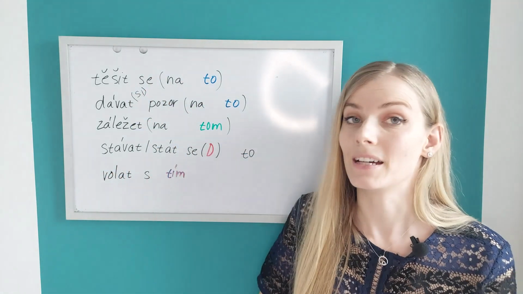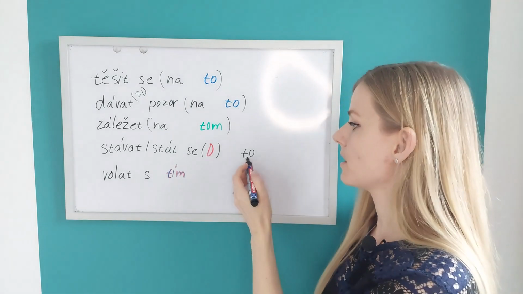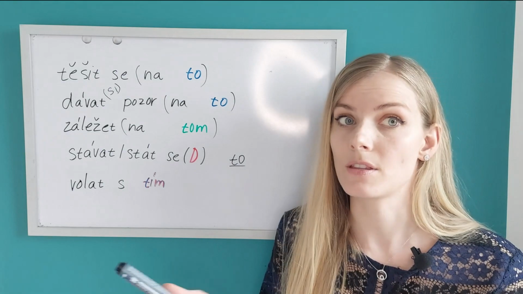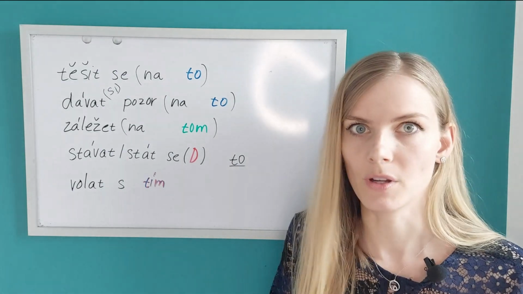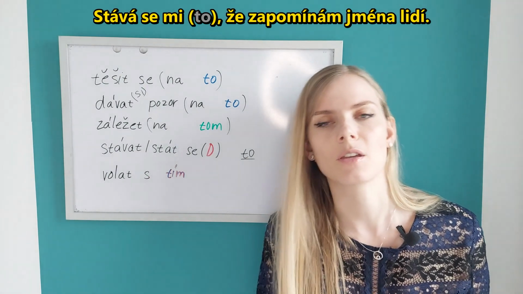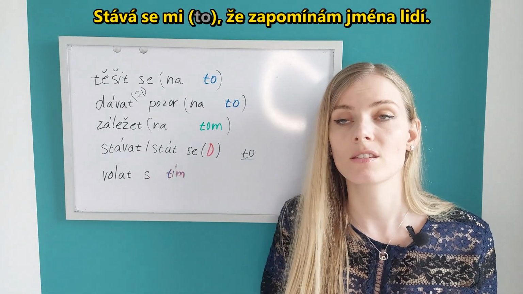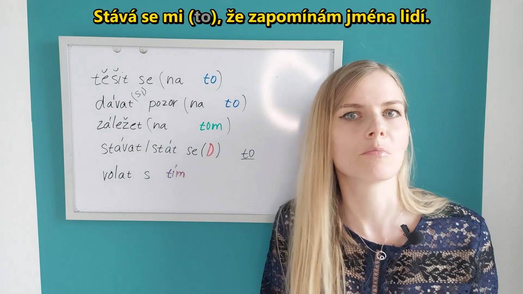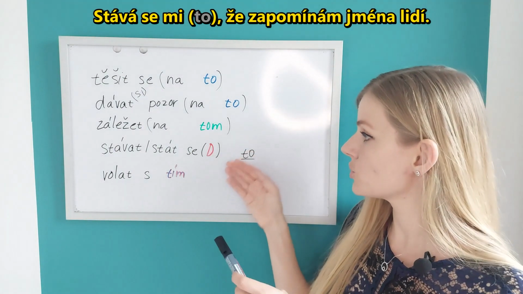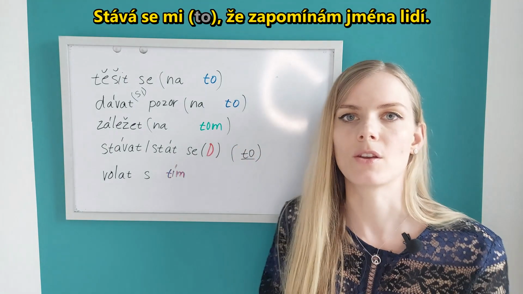Stávat se or stát se. Something happens. This actually would be the nominative case. We can use the dative that something happens to me, to someone. So you can say, stává se mi to, že zapomínám jména lidí. What happens to me is that I forget people's names. Or you could say, stává se mi, že zapomínám jména lidí.